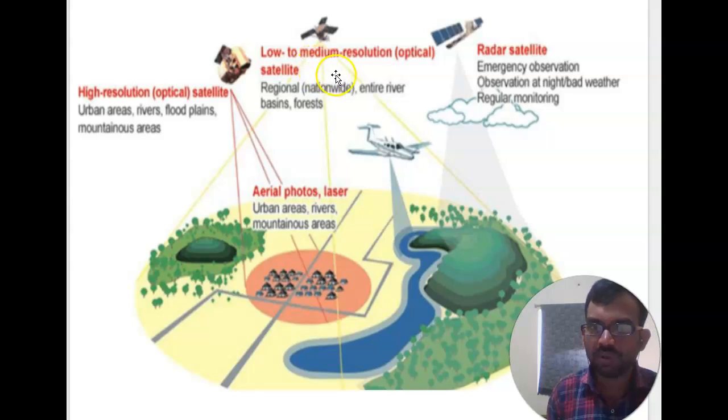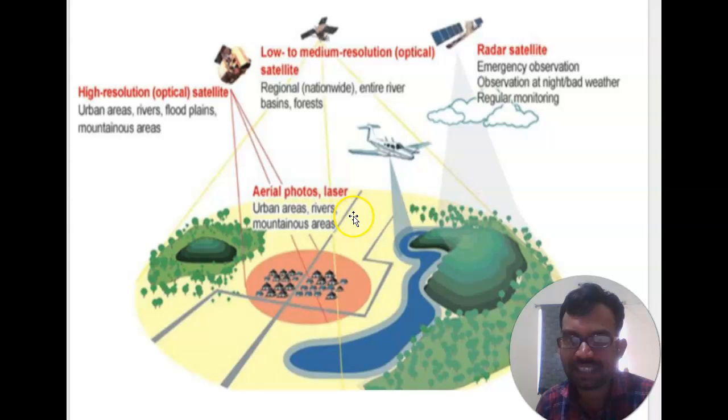Then low to medium resolution optical satellites cover regional, nationwide, entire river basins and forest information. Radar satellites are used for emergency observation in rain or bad weather, and for regular monitoring. So this is the figure we need to know about remote sensing of environmental science.